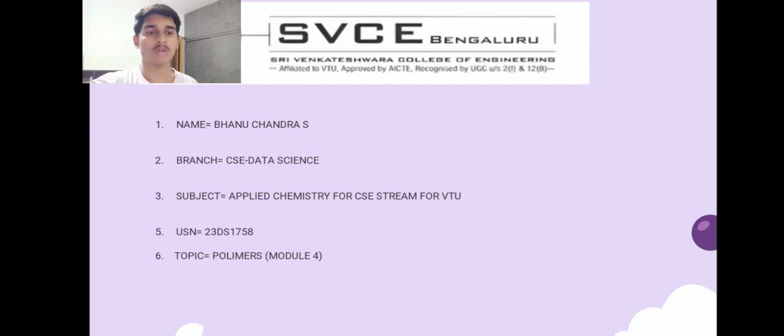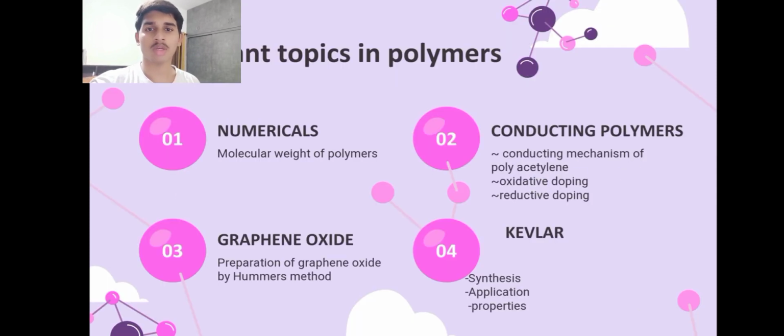University. Today's topic is polymers, and I'm going to teach you everything about the polymers theory part, and I'm going to give you the formula for numericals. So let's begin. Today's important topics are: first thing is numericals of molecular weight of polymers, and conducting polymers, conducting mechanism of polyacetylene, oxidative doping and reductive doping.